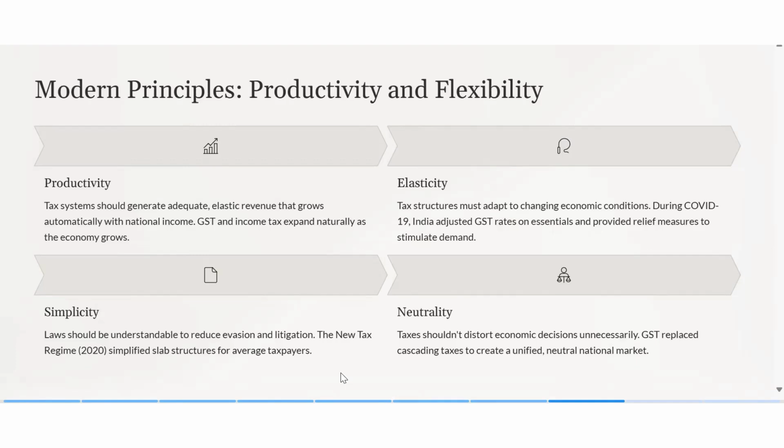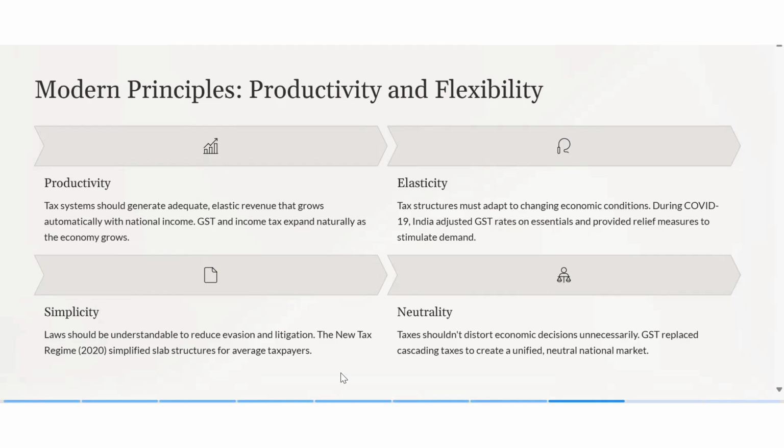Recently, goods and services tax was introduced by the present government. That has been a matter of controversy as well as appreciation because it is a little complex to understand for non-tax people. Elasticity: a tax structure must adapt to changing economic conditions. During COVID-19, India adjusted GST rates on essentials and provided relief measures to stimulate demand.